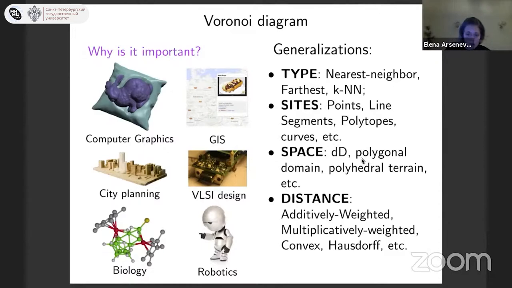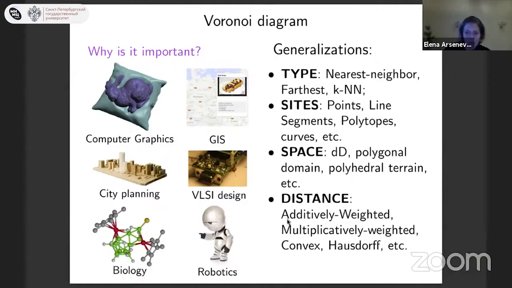Space can also be not a Euclidean plane, but something different. D-dimensional space, a polygonal domain, which is a simple polygon with holes, for example, where you want your distance to be the shortest path among these obstacles. Polyhedral terrain, which is a very good model for Earth's surface, right? Because Earth is not really flat, and even in a small vicinity of some point, it's not flat because it has height as well.